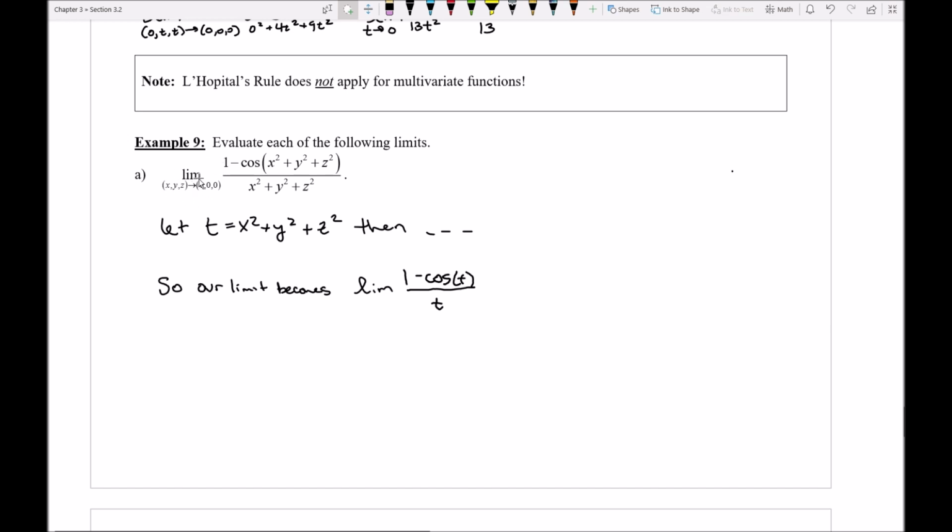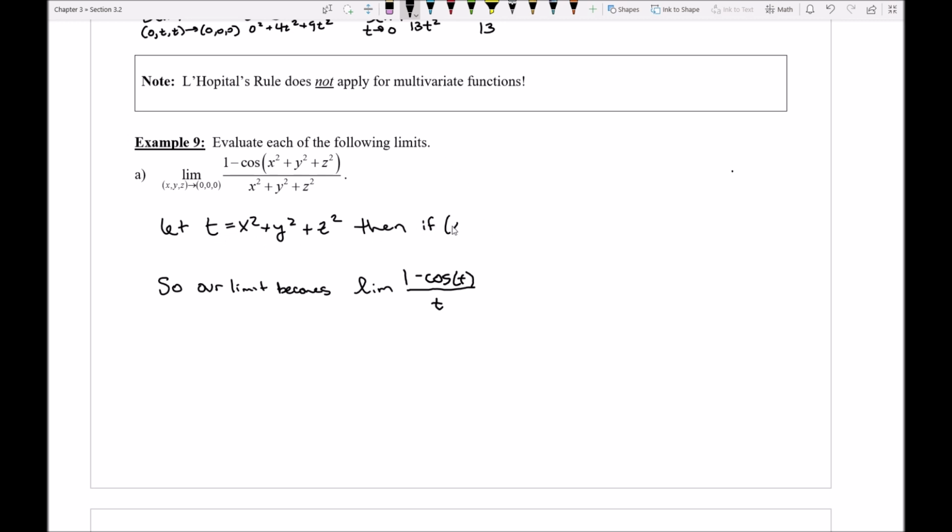How do I transform x, y, z approaching 0, 0, 0 into something else? So let's try to think about that. Let's go back up here. I can kind of see how the limit's progressing and changing. But what's going to happen with my limit notation? If x, y, and z are all approaching 0, then what does that mean is going to be happening to t?